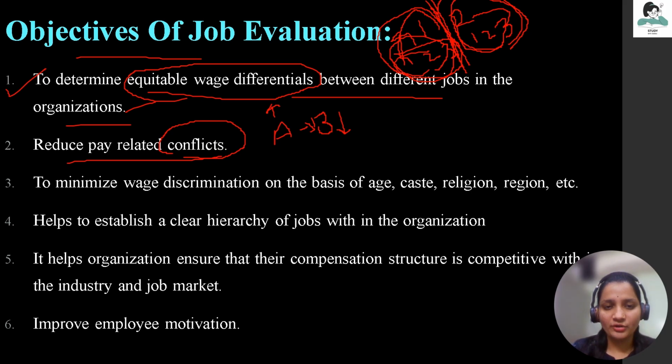I hope the first and second objectives are clear. This is very important, guys. You need to remember all these objectives. So reduced pay-related conflict is the second one.